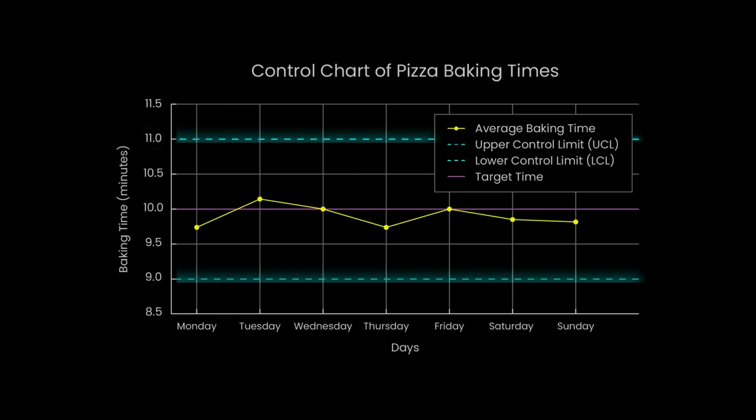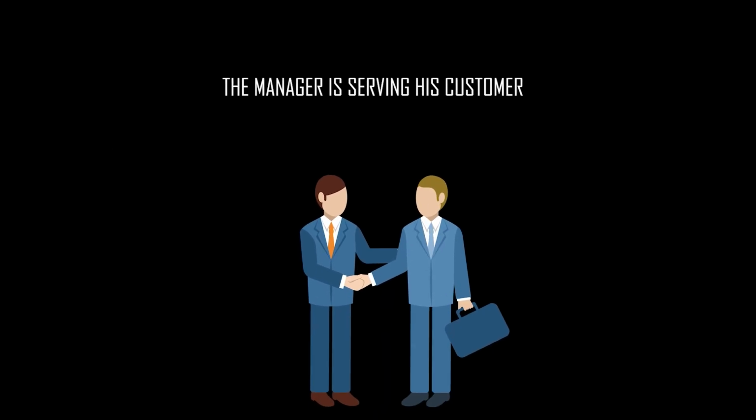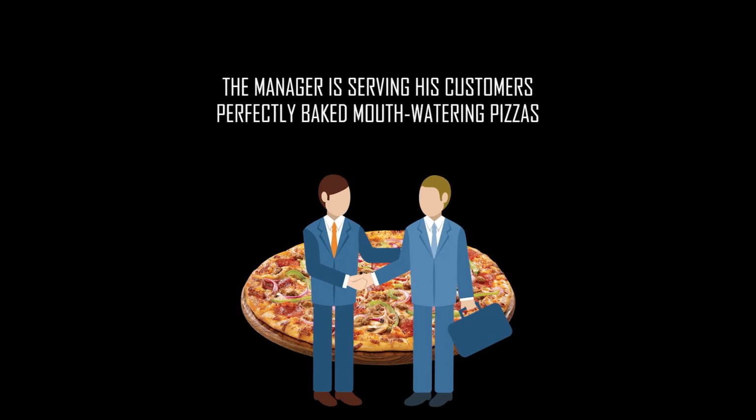Example: in our pizzeria example, the upper and lower limits are 11 and 9 minutes respectively. Since there's no point outside of the limits, it means that the entire process is stable, aka the manager is serving his customers perfectly baked, mouth-watering pizzas. So there's nothing to worry about. And so the manager does not need to take any extra measures.